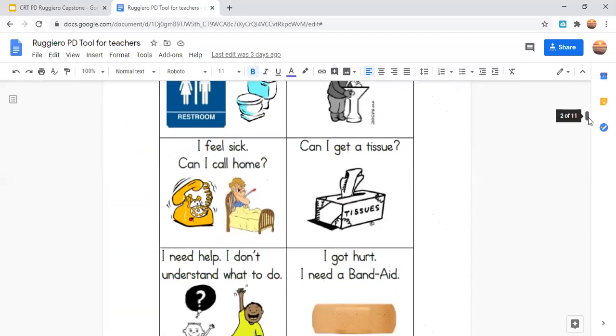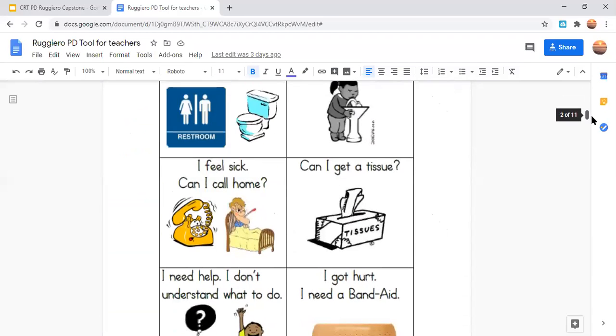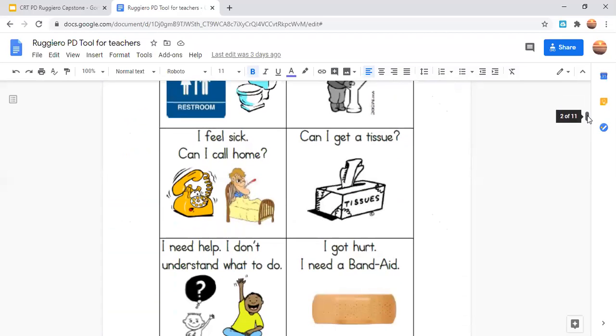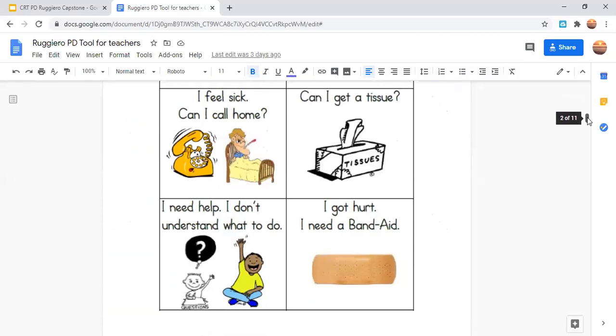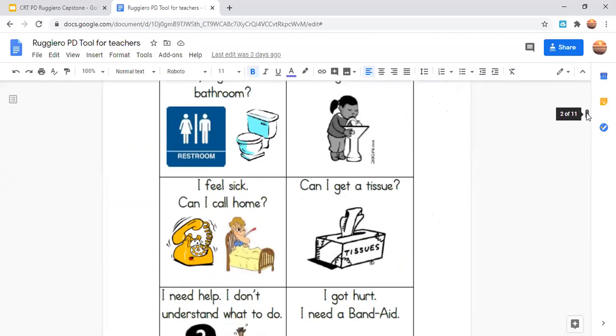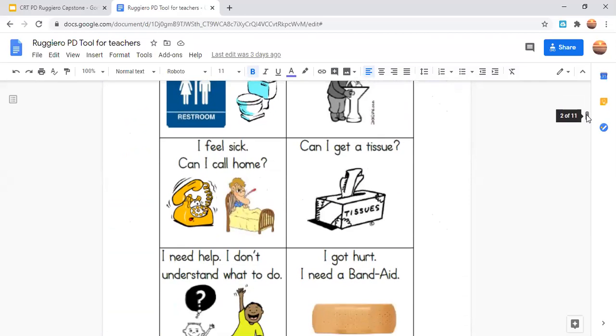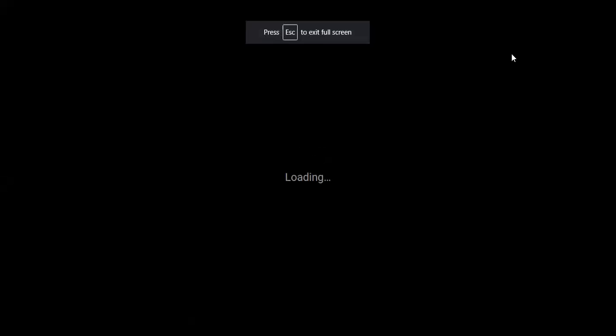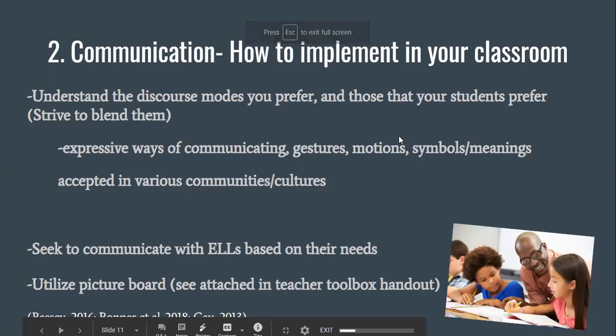So if you hang this in your room, this is a way for newcomers to communicate with you of their basic needs without having to find the words and the language to convey their needs. So this is another student-friendly way of having open lines of communication for your ELs. Okay, now we are going to move on to the third pillar.